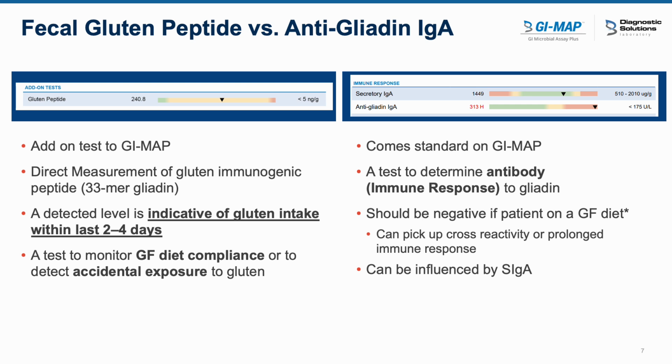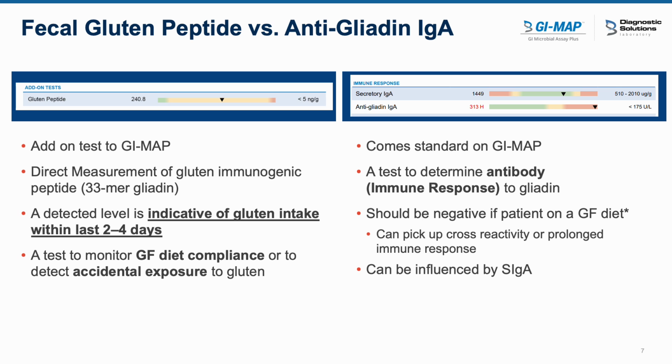A question we get frequently is how the gluten peptide add-on test differs from the anti-gliadin IgA marker that is included and comes standard on the GI map. Well, as we have reviewed, the gluten peptide is a direct measurement of immunogenic gliadin peptide in stool. On the other hand, anti-gliadin IgA is a mucosal immunoglobulin or antibody response to gliadin protein.